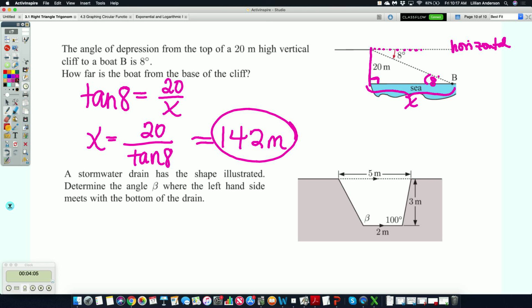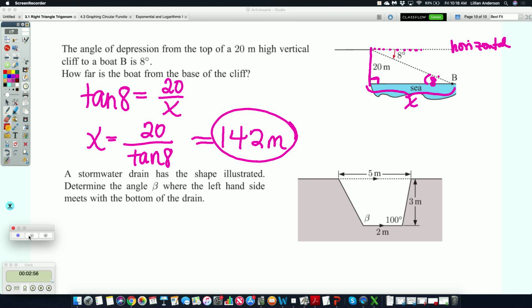Let's look at this one. A storm water drain has the shape illustrated. Determine the angle beta where the left-hand side meets the bottom of the drain. How do I find beta? Let's brainstorm first, individually, and then we'll come back together with ideas. Suggestions on how to find beta.